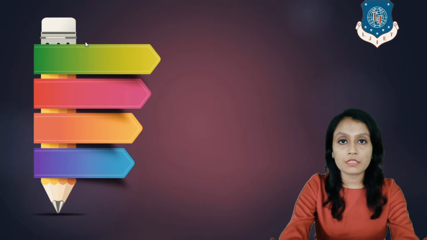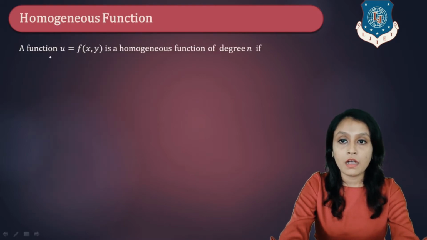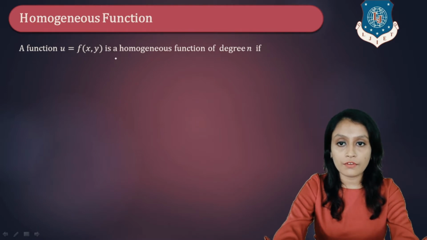Today we are going to discuss a few more topics of partial derivatives. So let's begin with the first topic, that is homogeneous function. A function u = f(x,y) is a homogeneous function of degree n if f(tx, ty) = t^n f(x,y).